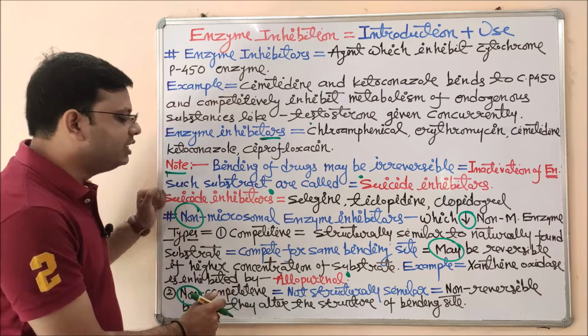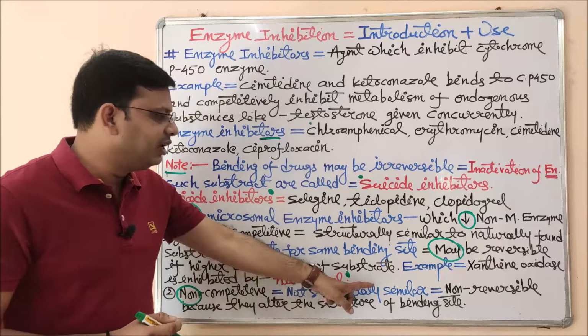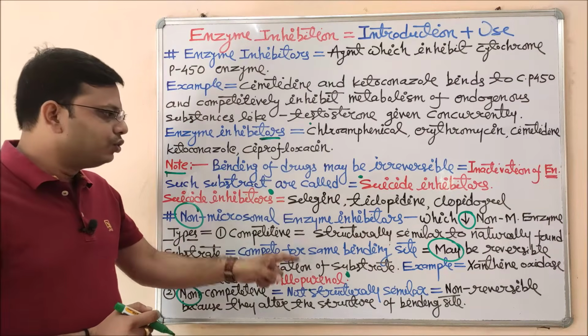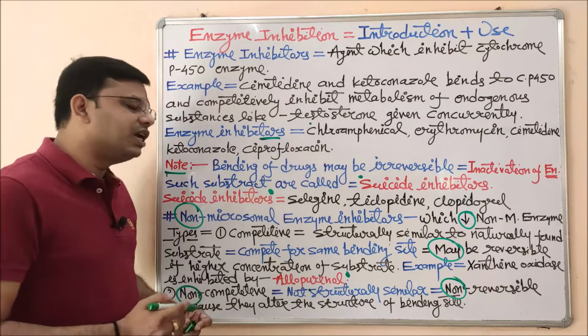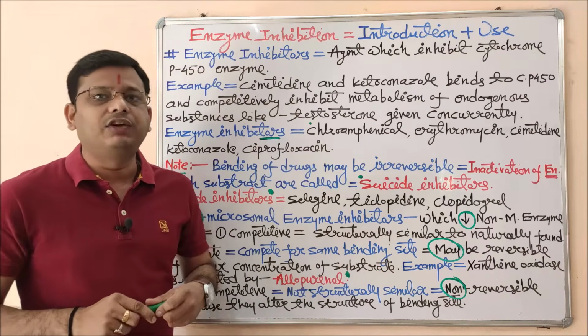Non-competitive inhibitors are not structurally similar to the main, natural drug. So they have chances of non-reversibility, because they will destroy the structure of the binding site. So how can that be recovered?